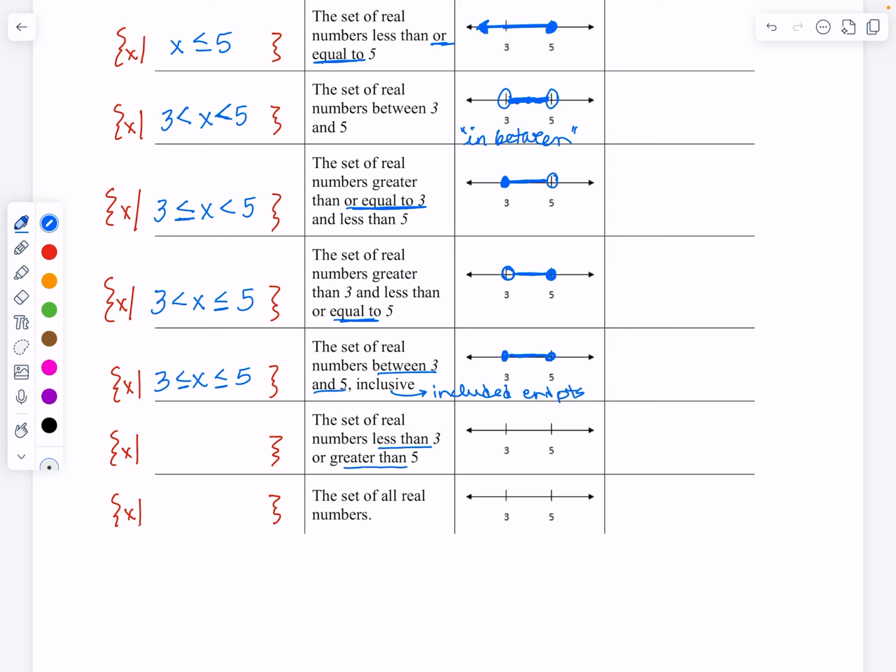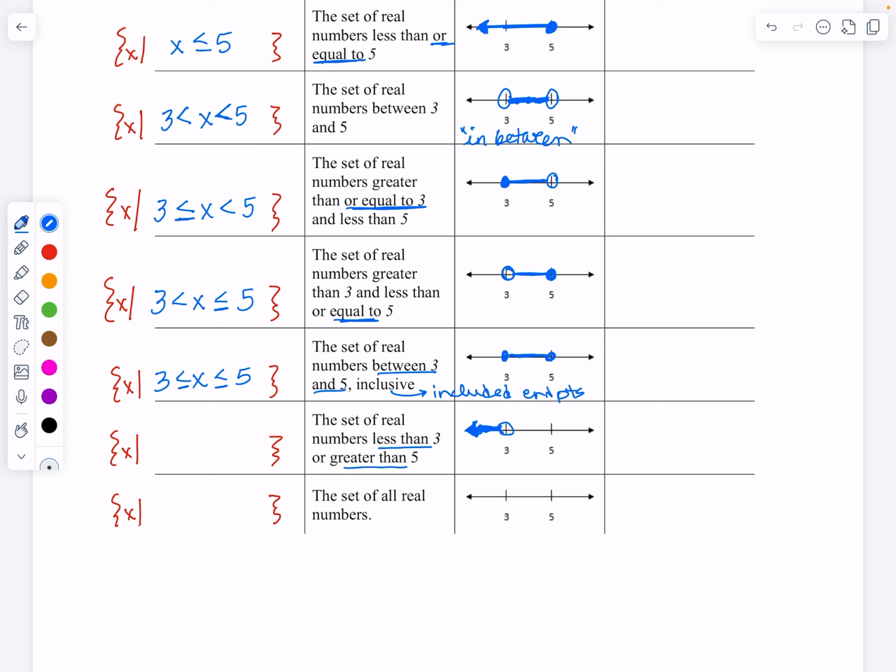So let's talk about less than 3. Less than 3 is going to be the numbers to the left, right? So 0 is less than 3, 1's less than 3. So all of these over here, did it have an or equal to it? It did not, right? It just said less than 3. So I'm going to have an open dot on 3.